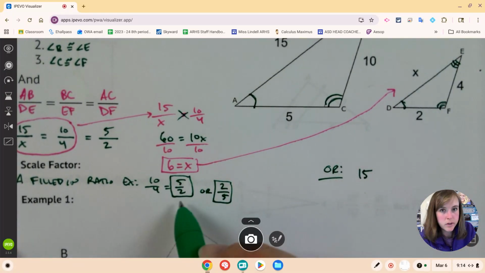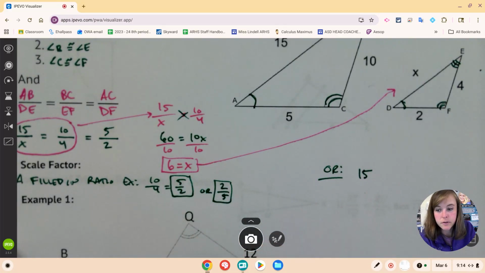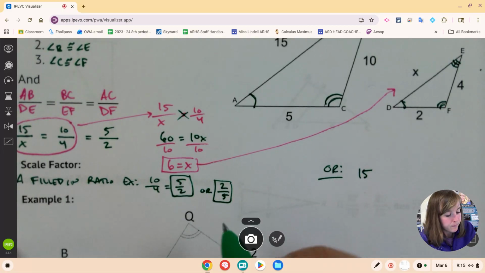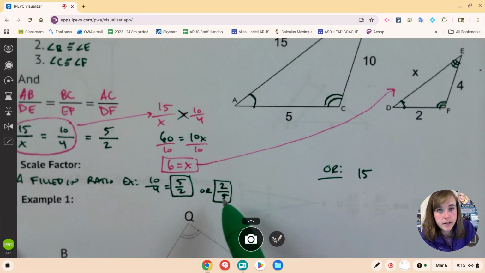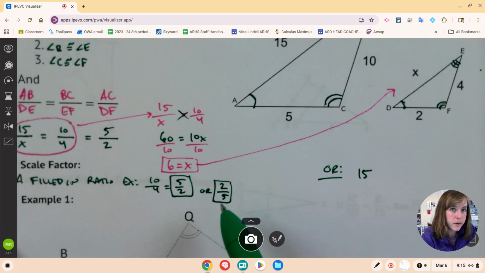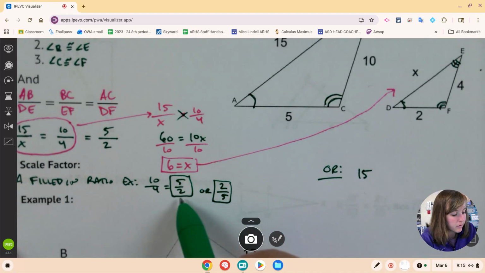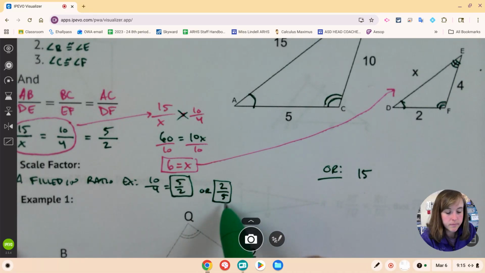But which one do you choose? Because you get something different if you multiply by 5 over 2 versus 2 over 5, right? So here's what you would want to do. If you're trying to make it smaller, then you need to use the smaller scale factor. If you're trying to make it bigger, then you use the bigger scale factor. So between these two numbers, which one is smaller?